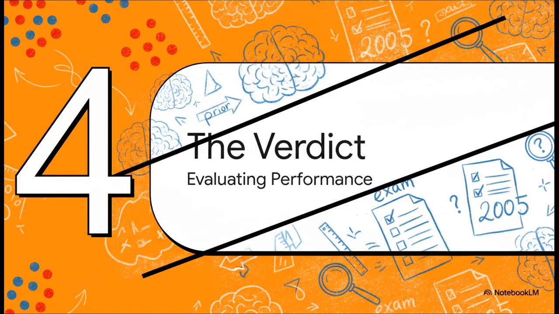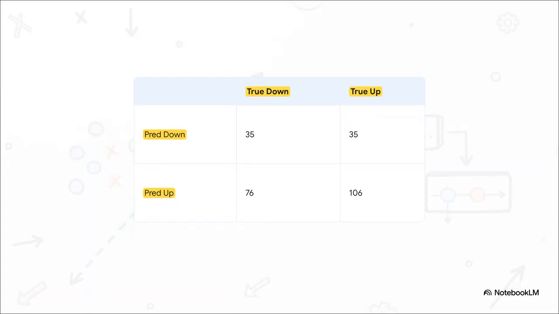So we've trained our model, it's learned the priors, the means, and most importantly, the line to separate the classes. So now, it's time for that final exam. Let's make some predictions on our 2005 test data and see how our simple line actually did. The results get summarized in what's called a confusion matrix. Let's just break this down real quick. The rows show what really happened, and the columns show what our model predicted. So the numbers on the diagonal, the 35 and the 106, that's where our model got it right. The other numbers, those are the mistakes. For example, you can see the model predicted up 76 times when the market actually went down.